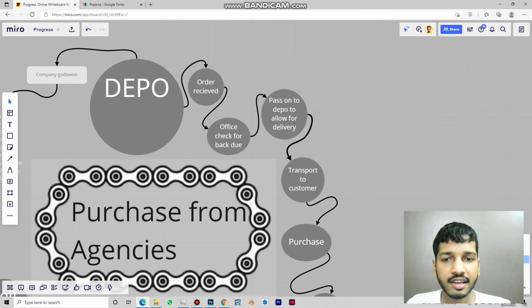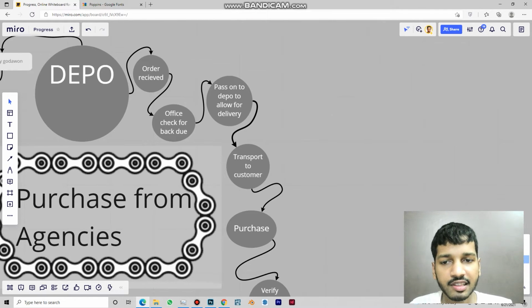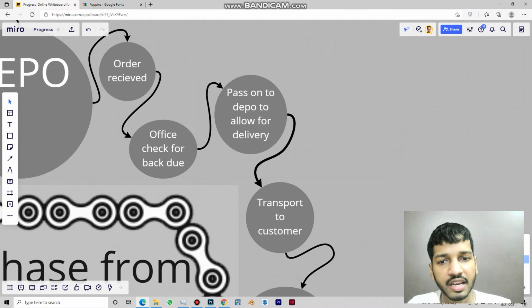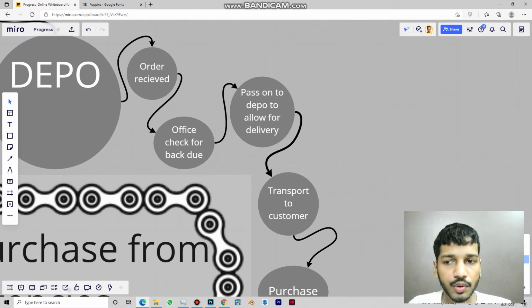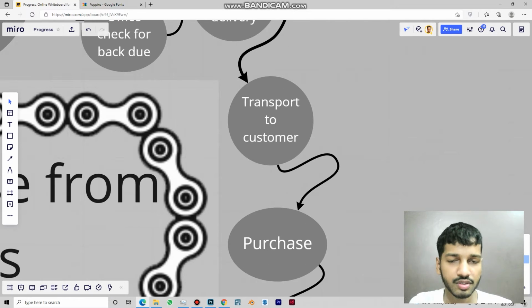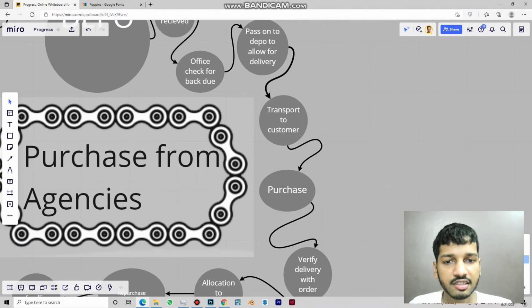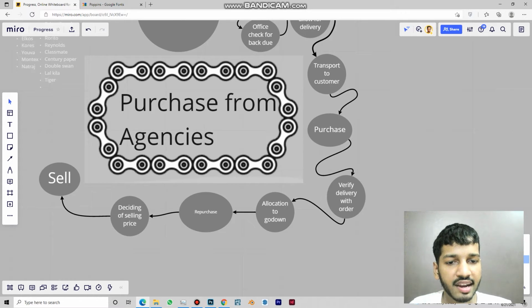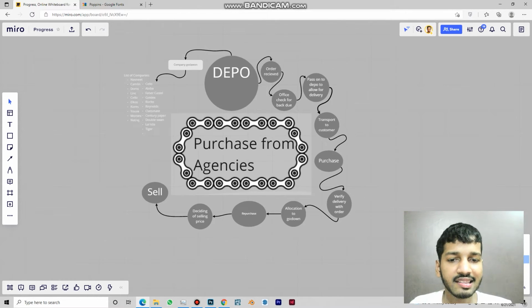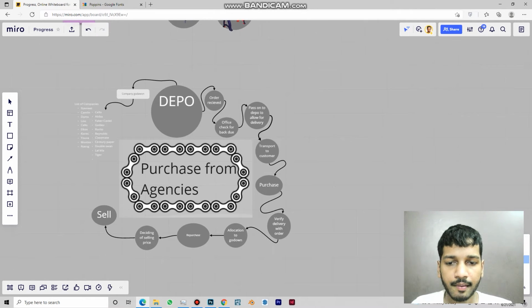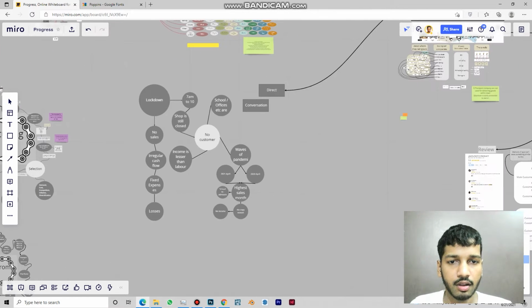So I asked him and he gave me detail about how, once the order is received, the office checks if there is any back due, then passes the order on to the depot for delivery. Then the delivery happens. This is the overall detail: transport to customer, then purchase happens, then verify delivery with the order. Again, the same process happens: verify delivery as per the order, and then repurchase and all.